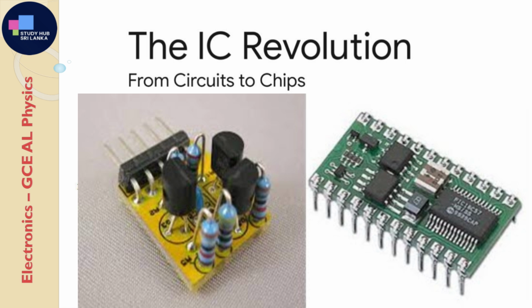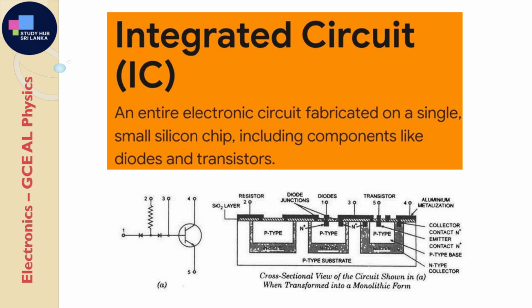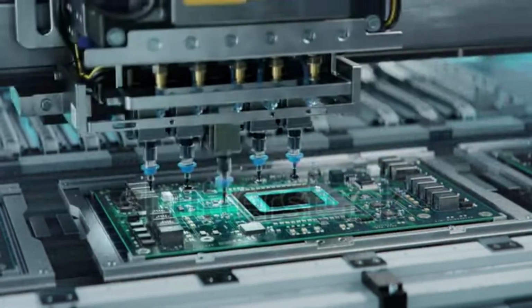Just imagine trying to build, say, your smartphone by hand, soldering every single transistor, every resistor, one by one. You'd end up with a machine the size of a car, it would break all the time, and it would cost a fortune. That was not going to work for the future. And the solution was the integrated circuit, or IC. The genius idea here was to stop building circuits piece by piece. Instead, why not build the entire circuit, all the transistors, diodes, resistors, everything, all at once on a single tiny slice of silicon? This, right here, changed absolutely everything.